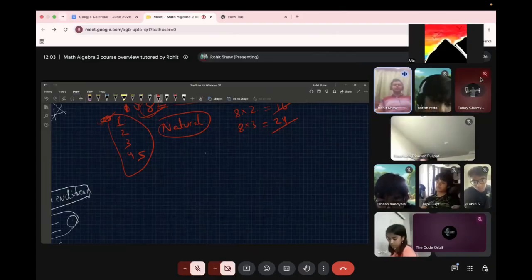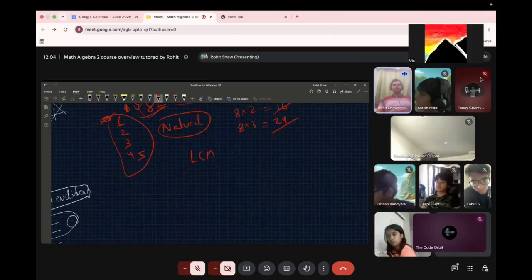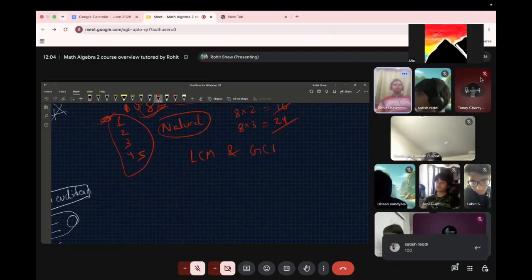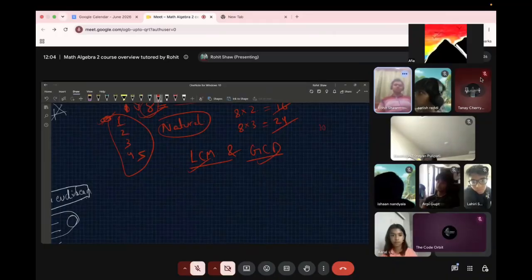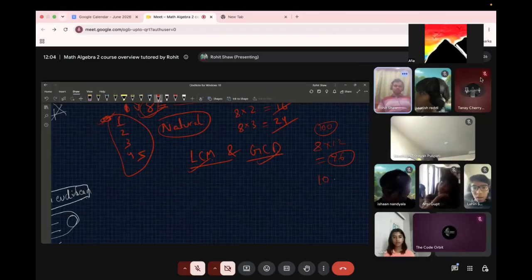Now there is a topic called LCM and GCD. Least common multiple. 100 is not a multiple of 8, right? The last multiple of 8 before that is 96. After that it is 104.